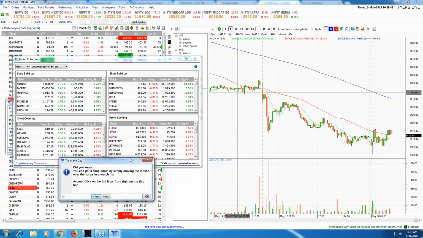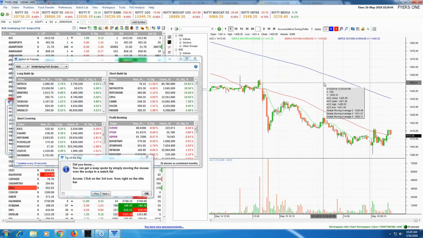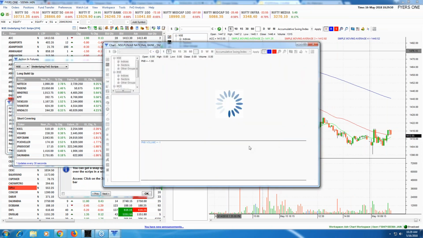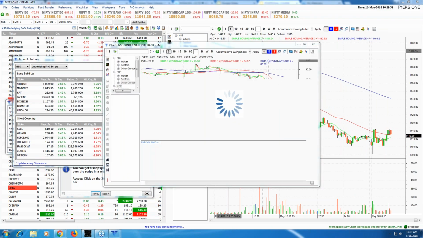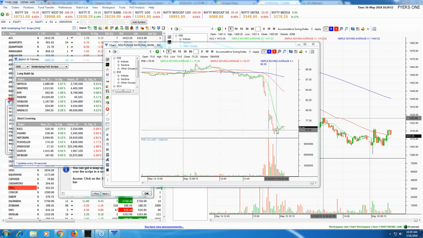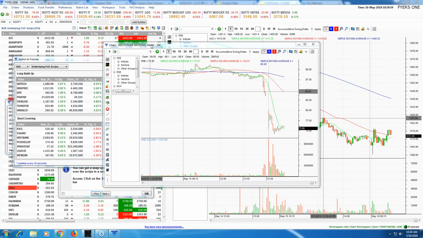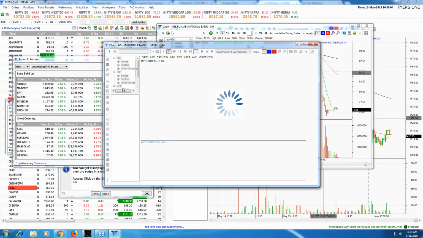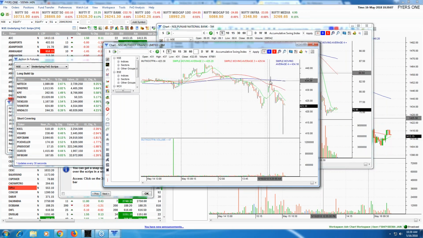This is PNB. So this is how PNB is just falling down, right? Let me show you a few more stocks. Muthoot Finance, that's also being shorted. Yeah, so it experienced a resistance and came down. Then let's see a few more.